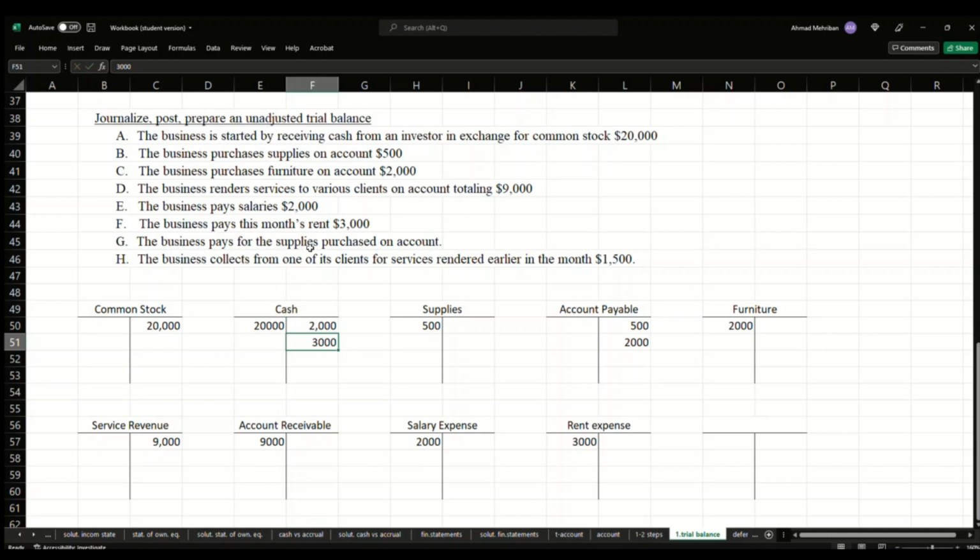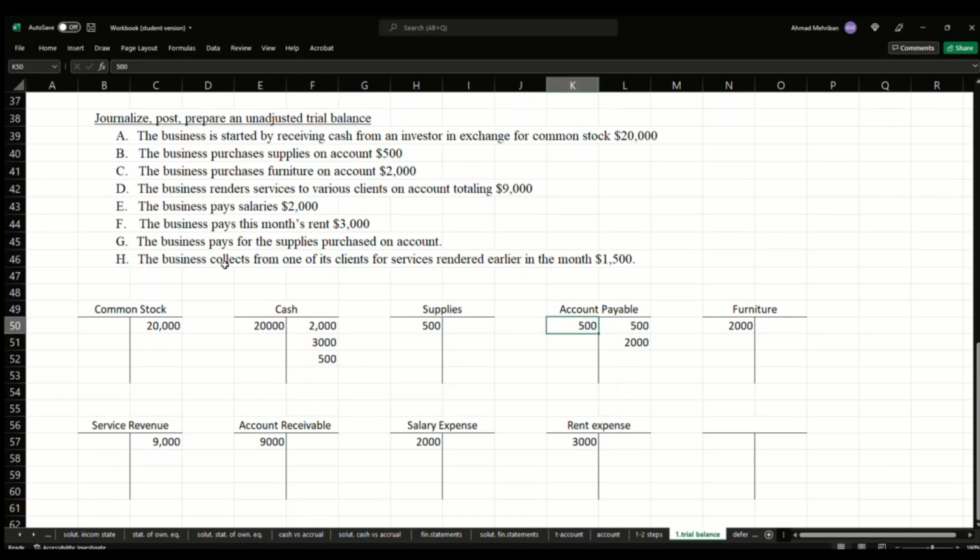The business pays the suppliers purchased on account. So we're talking in this one about B. In the beginning, the company purchased supplies. Now, sometime later, the business pays for the supplies purchased on account. So they basically paid back the debt for that account. Because it doesn't specify the amount, it's assumed that this is the full amount. So $500 has been paid, so cash is out, and accounts payable amounting to 500 is also down. So this and this have to be recognized.